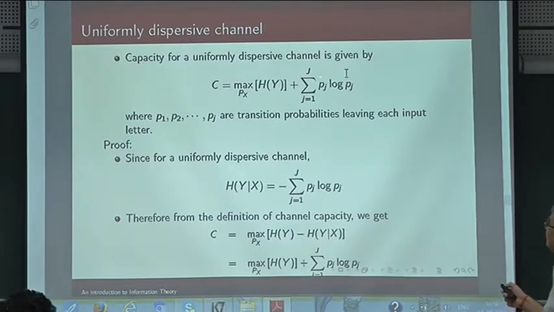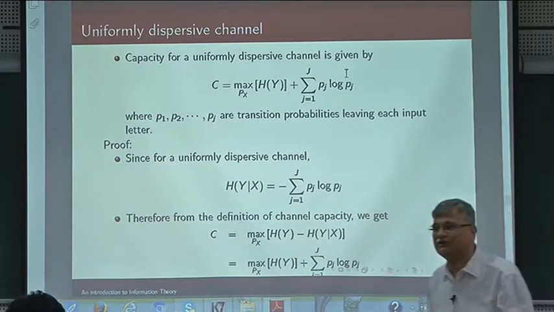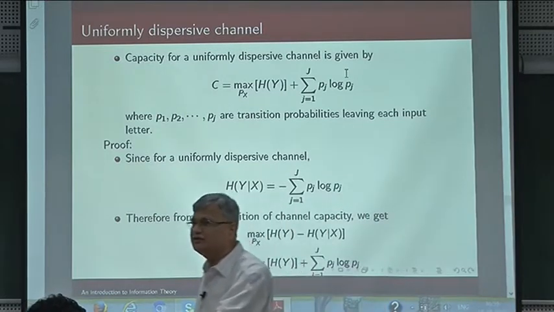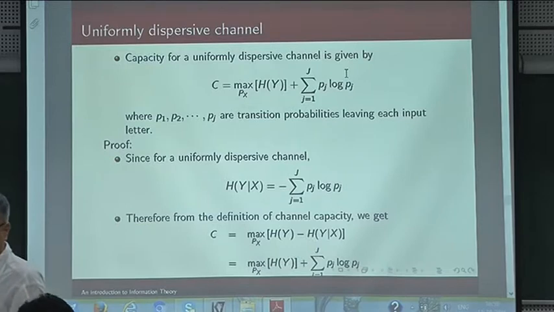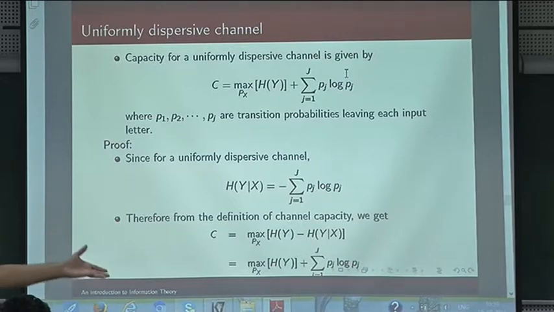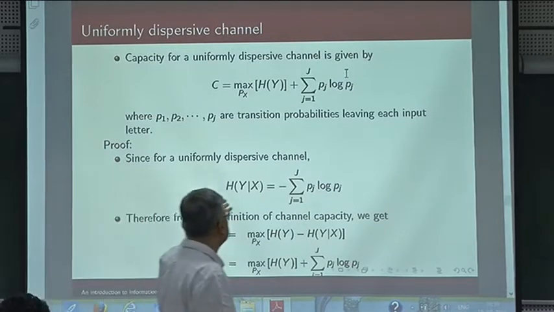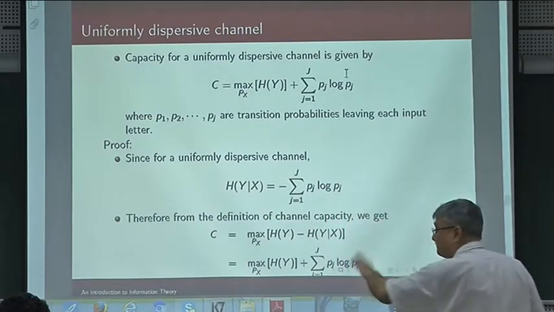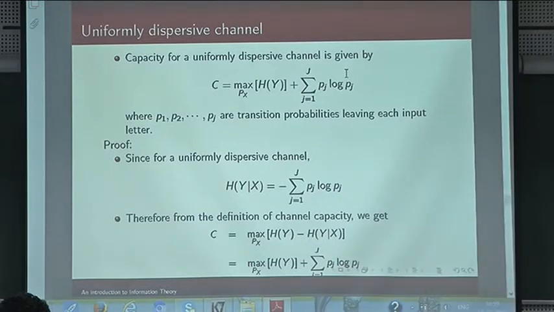Why is this a very precious situation? Why is this being discussed separately? Because you are always looking for situations where you can actually compute the capacity. It is such a difficult thing that you define some special cases. So, uniformly dispersive channel is one special case where the capacity expression reduces to something which is simpler than the original expression. So, it reduces to this.